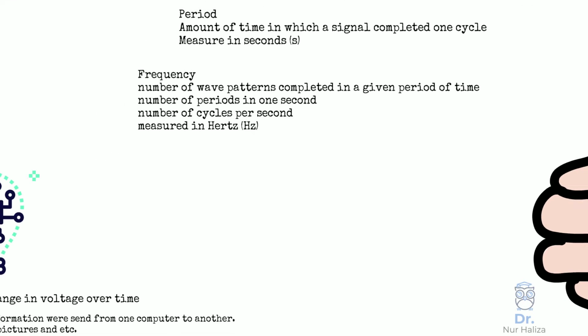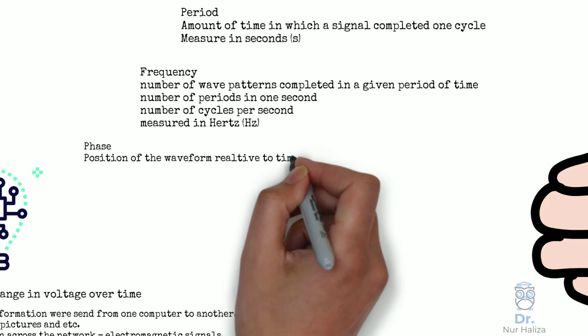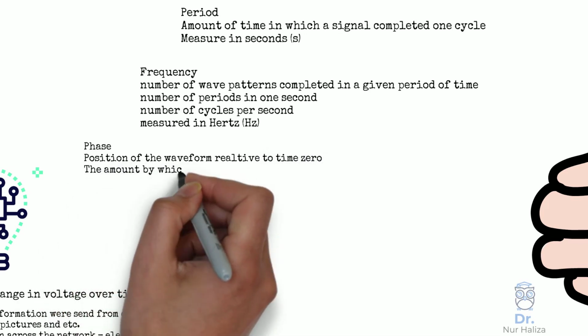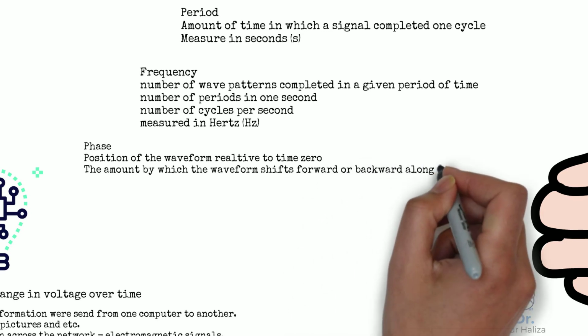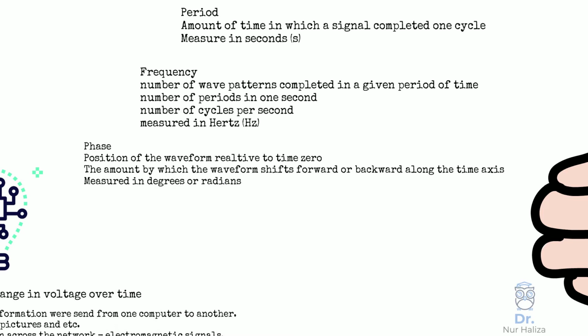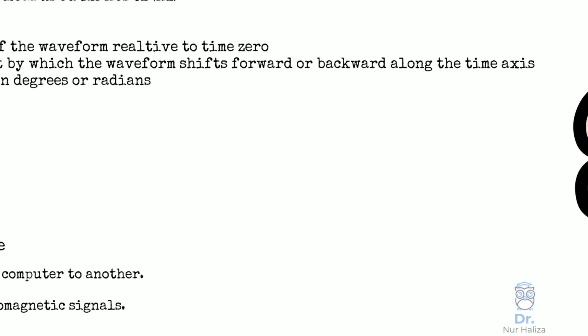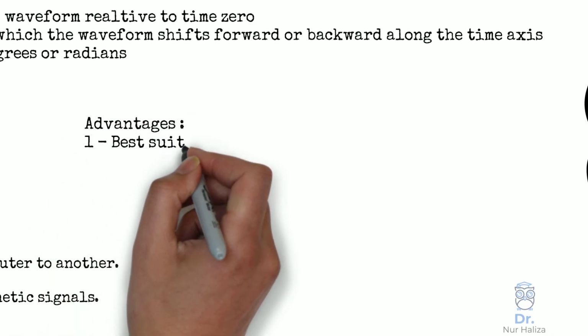And the fourth one we have is phase. Phase describes the position of the waveform relative to time zero. So we can see the amount by which the waveform shifts forward or backward along the time axis. It can be measured in degrees or radians. So that's the four characteristics of analog signals.